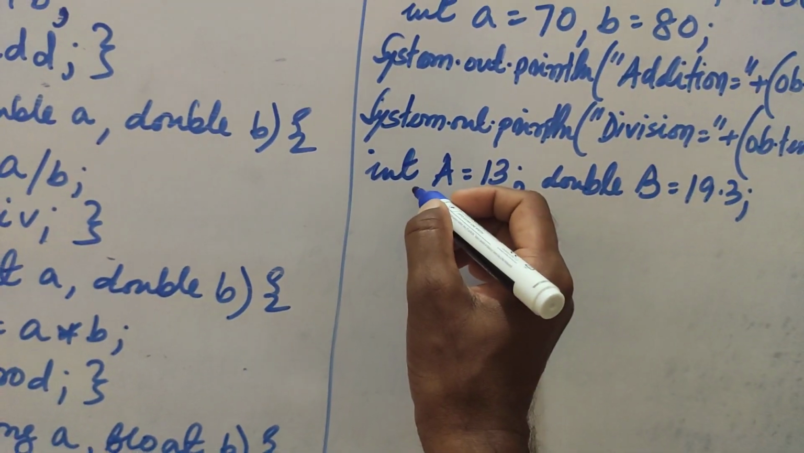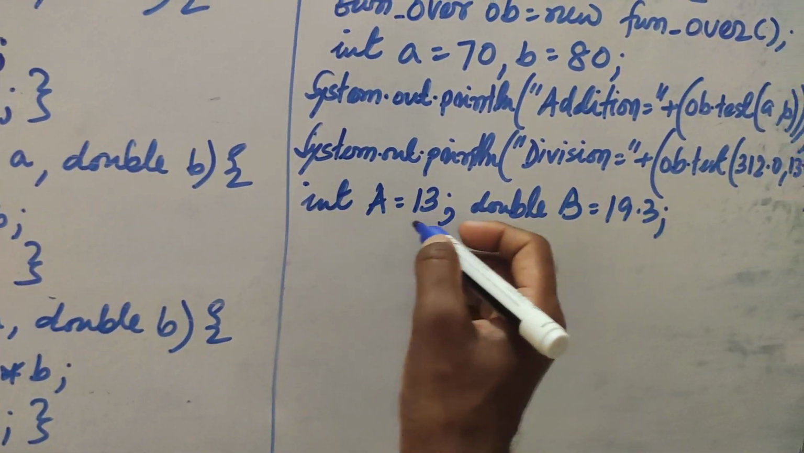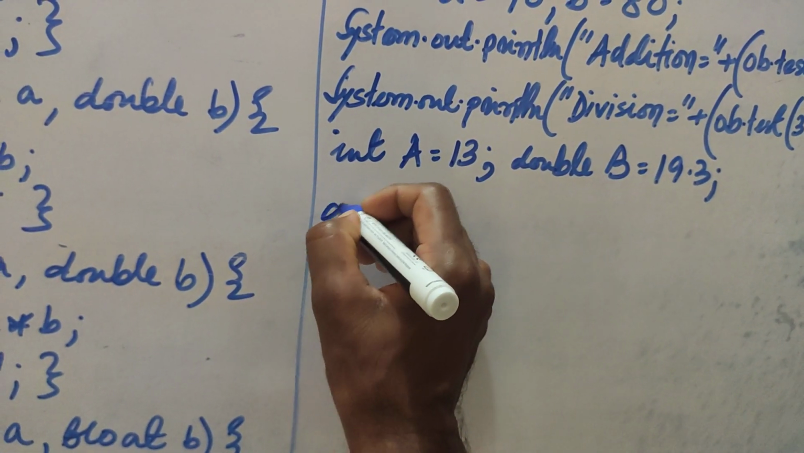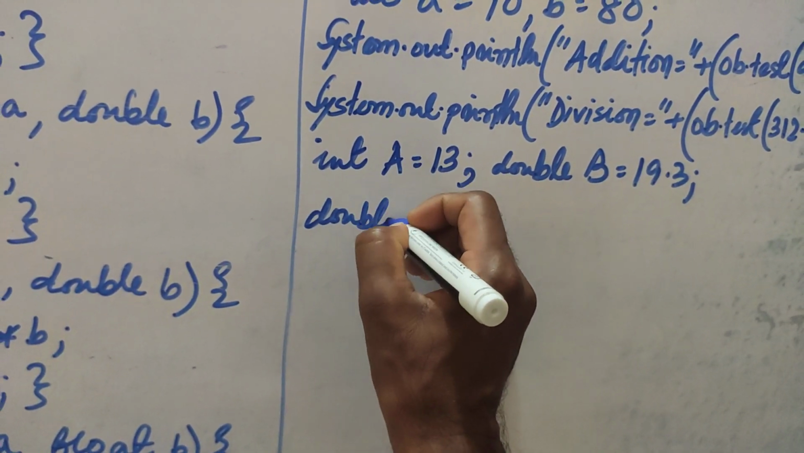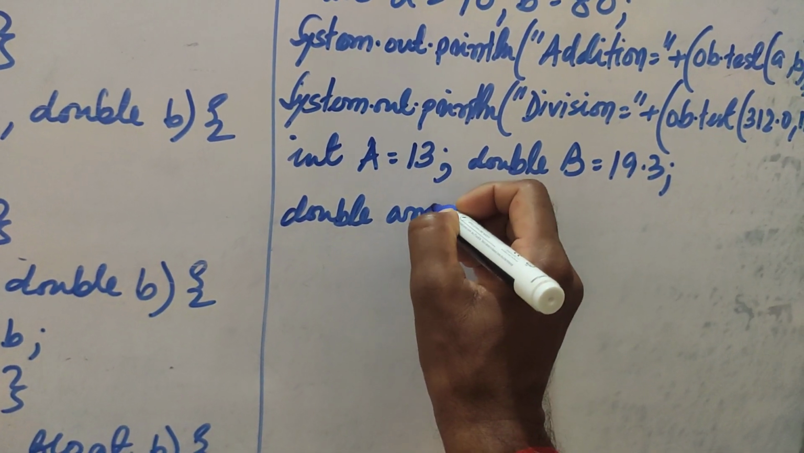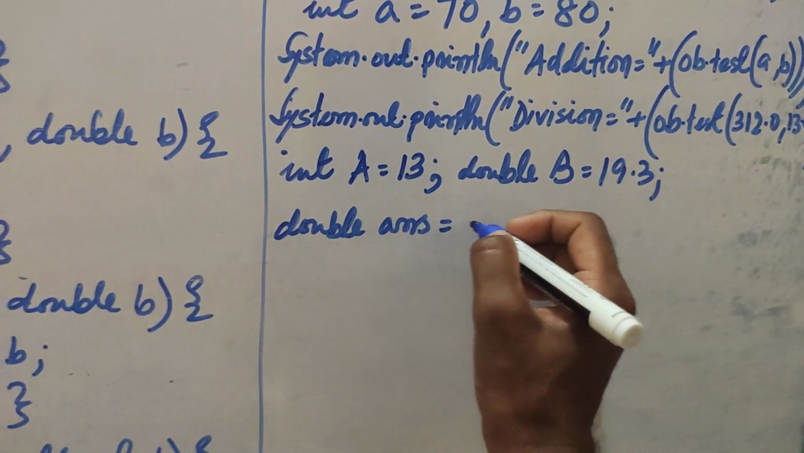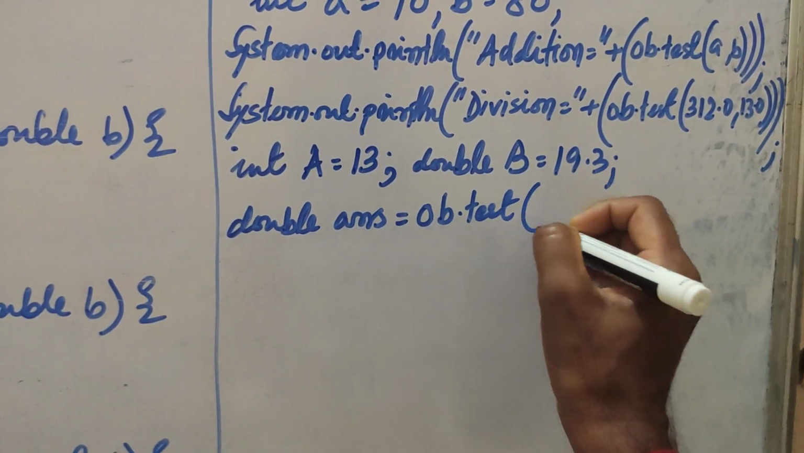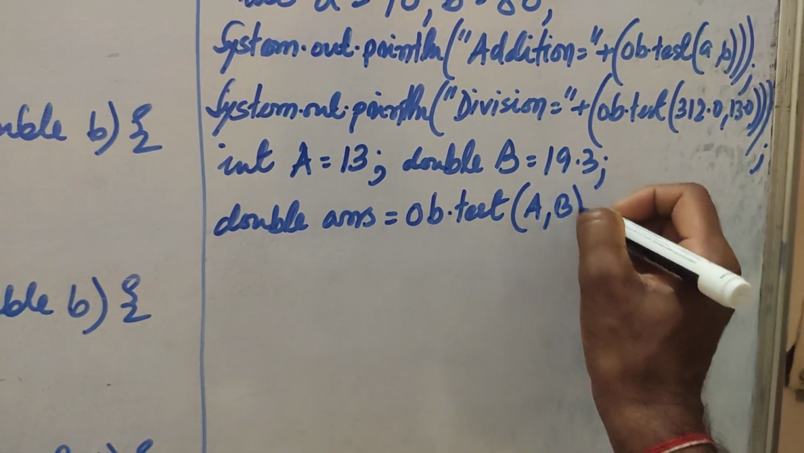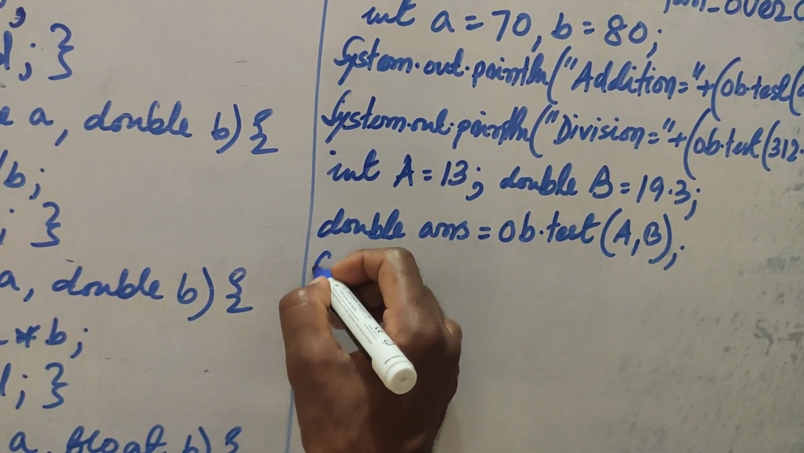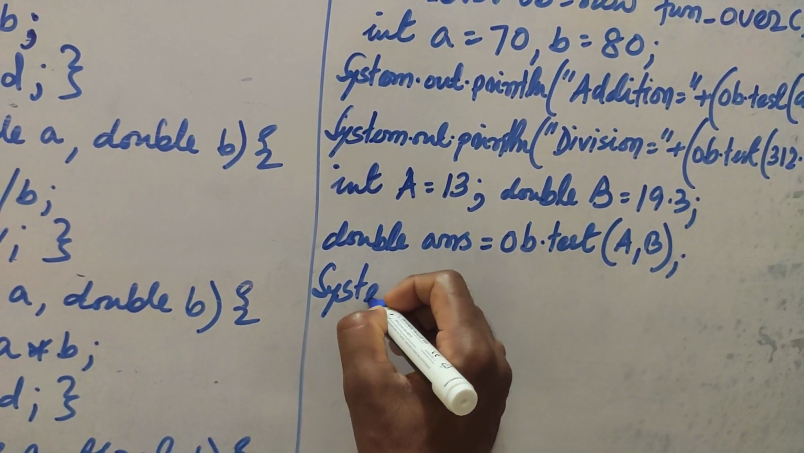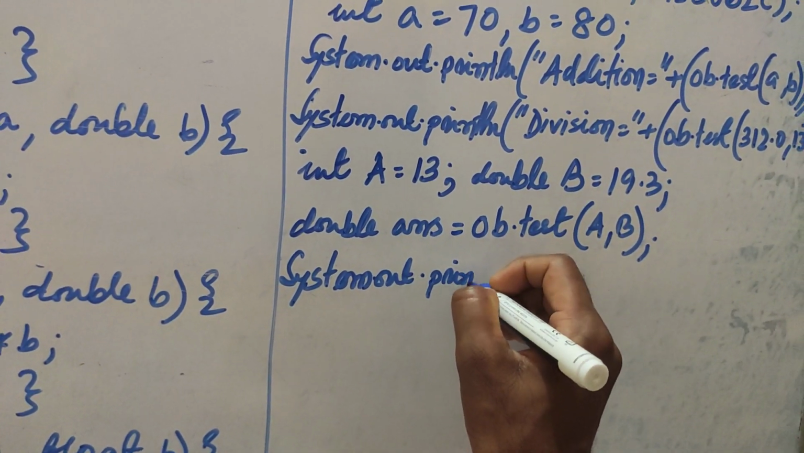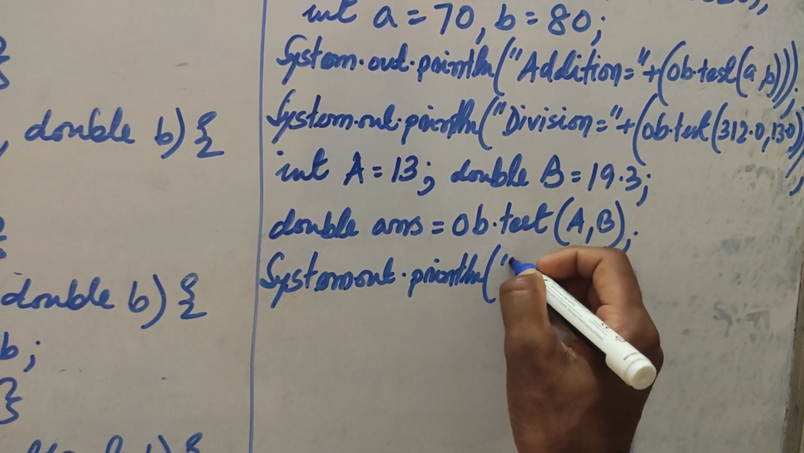Now both variables, int and double, which one is bigger? Double one. So if you need to take double, suppose answer equal to ob dot test a comma b directly. This is also one process. First you take it in a variable, then after that you print ln.